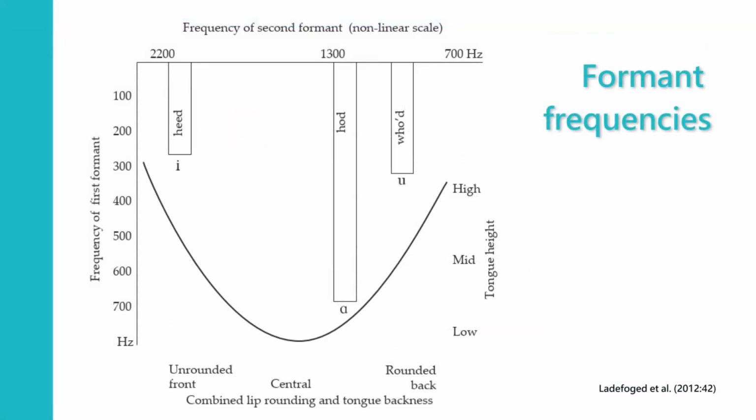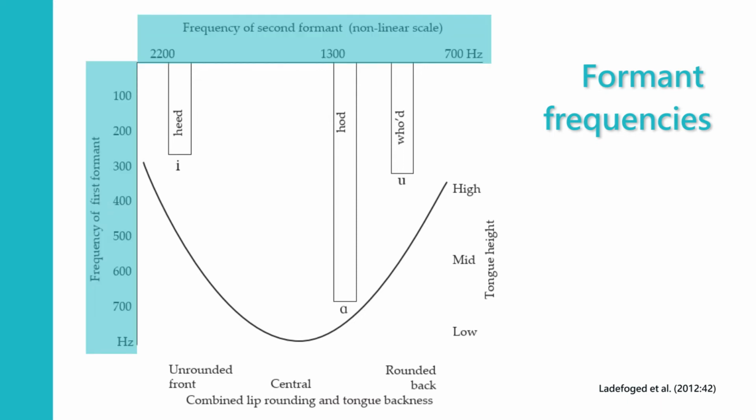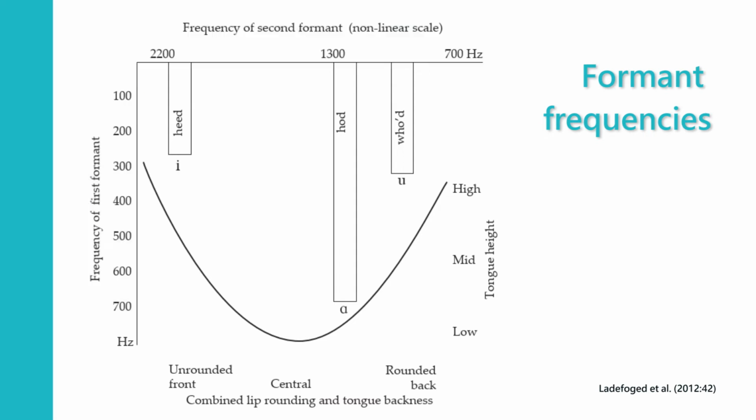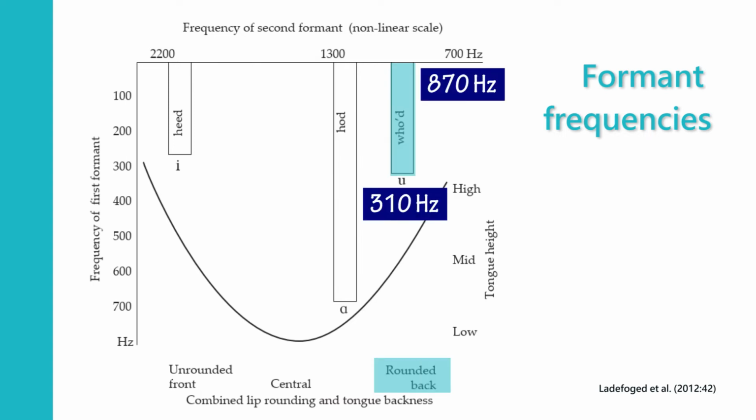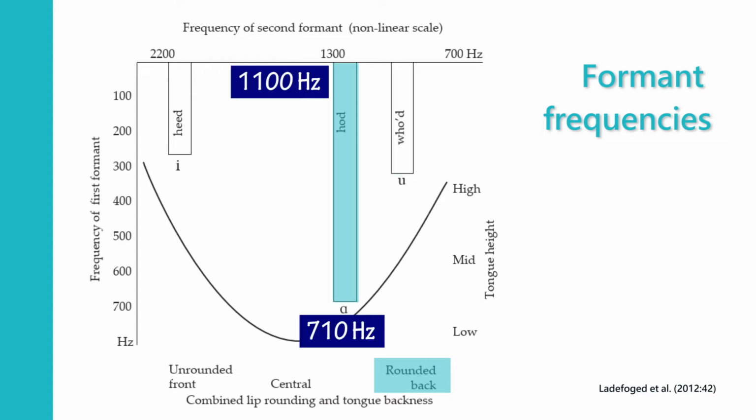Now you want to make sense of lip rounding. In the back vowels, U and A, U is more round than A. This will affect the first formant and the second formant as well. It means lip rounding lowers both the second and first formants. This is why U has a lower second formant frequency and a lower first formant frequency compared to A.